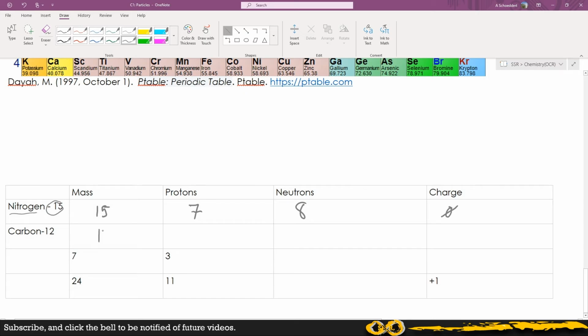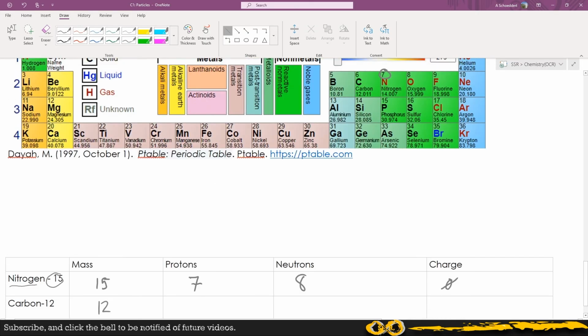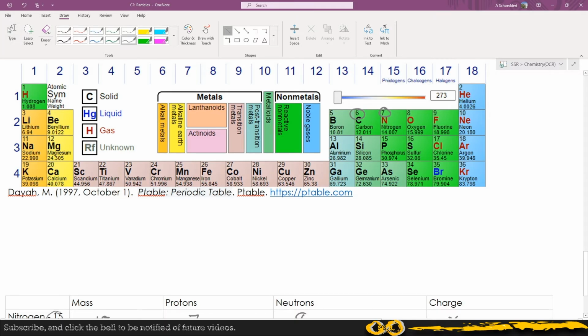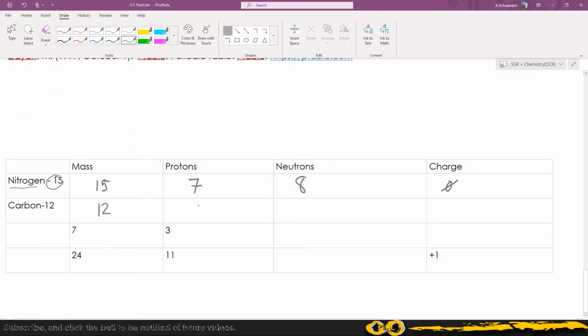Next, we're going to look at carbon-12. The mass in this case is going to be 12. Carbon, if we take a look, is here at atomic number 6. Carbon will have 6 protons. Then to find the number of neutrons, we would do 12 minus 6, which gives us 6 neutrons. No charge was given. There is 0 charge there. I should probably add a column here where we can look at the number of electrons, as this may be helpful when calculating the charge. Here the number of electrons has to match the number of protons because there's no charge given.